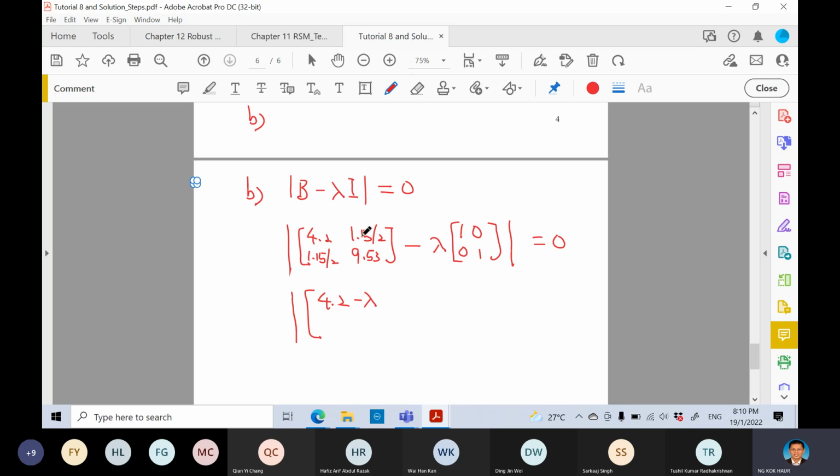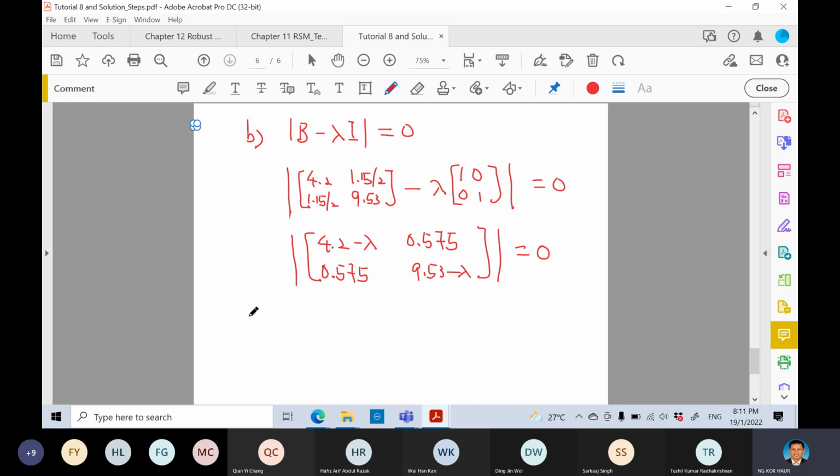Okay, so it means you are finding the determinant of this matrix: 4.2 minus lambda, the off-diagonal 1.15 divided by 2 gives 0.575, this one also 0.575, and the following one is 9.53 minus lambda, equal to 0. So you just solve the equation (4.2 minus lambda)(9.53 minus lambda) minus 0.575 squared equal to 0. The determinant is just a cross product here. Then you will get a quadratic equation.